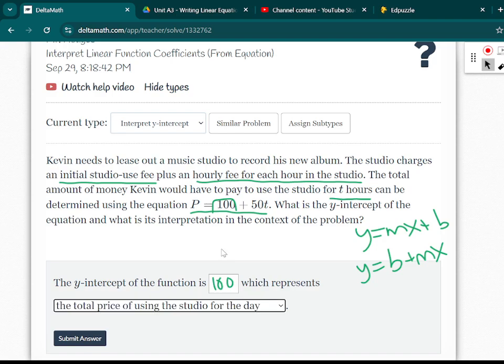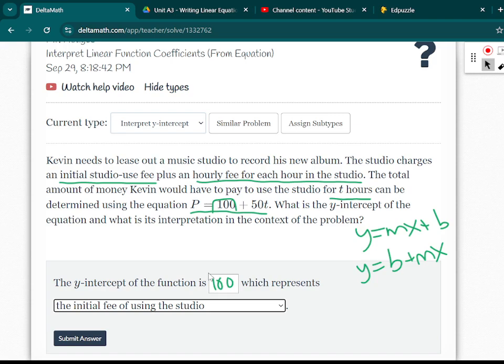So one of our choices is the total price of using the studio for the day. But according to the problem, how it sets up, that must be P. So that must be the total equation. We have to figure that out before we can figure out what the total price is. The total number of hours Kevin used the studio? Well, no, we know that T is hours. So it can't be that.